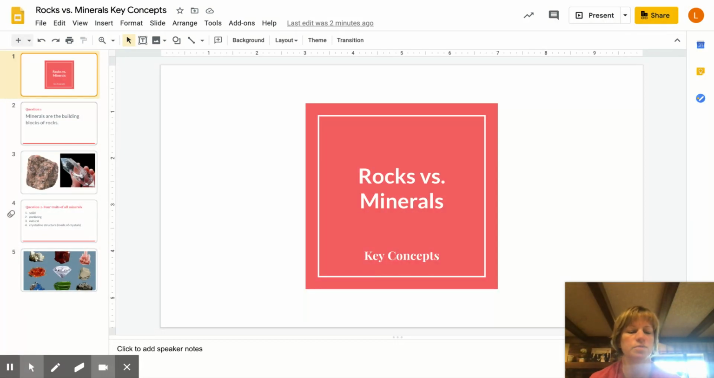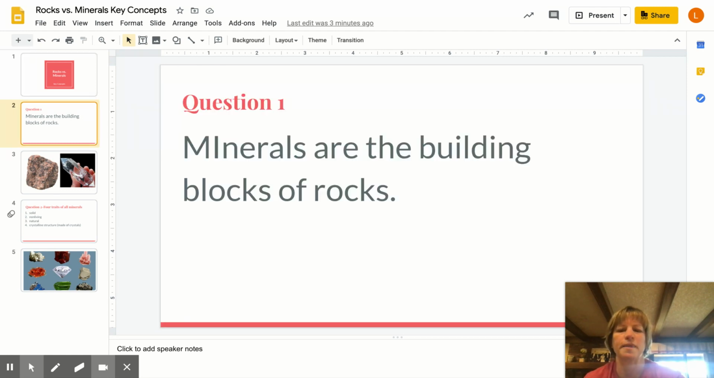And so here's what you were actually doing without knowing it. You were actually making a list of minerals and a list of rocks. So we call those 10 things stones, but some are truly minerals and some are rocks. And well, how do we know the difference? Well, on your key concepts, this is the first question.